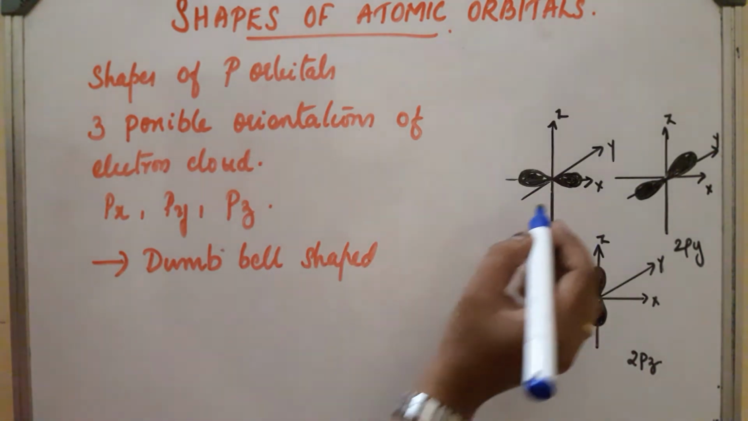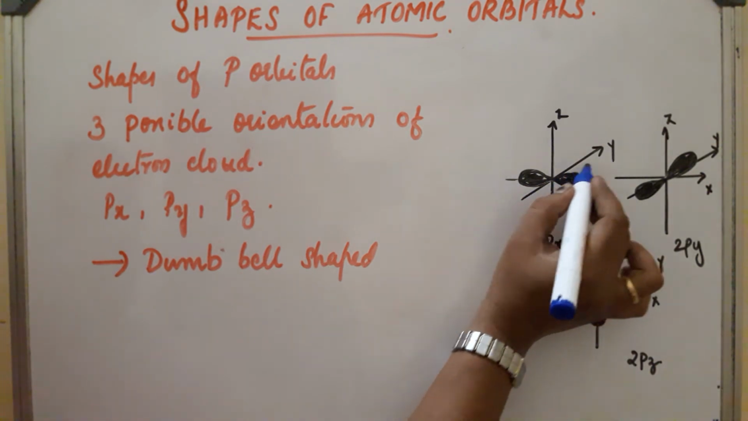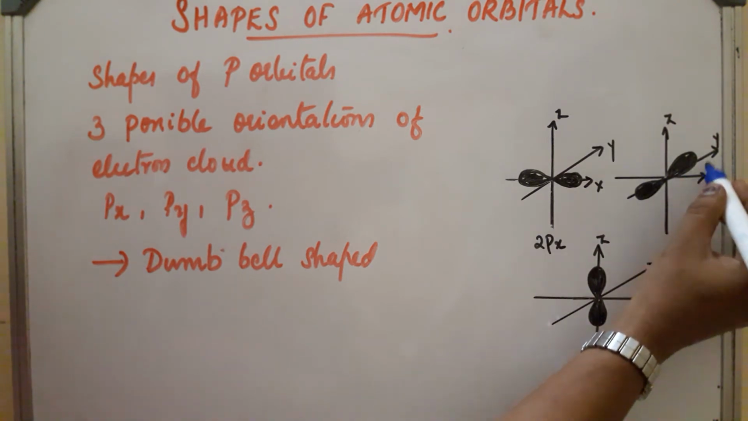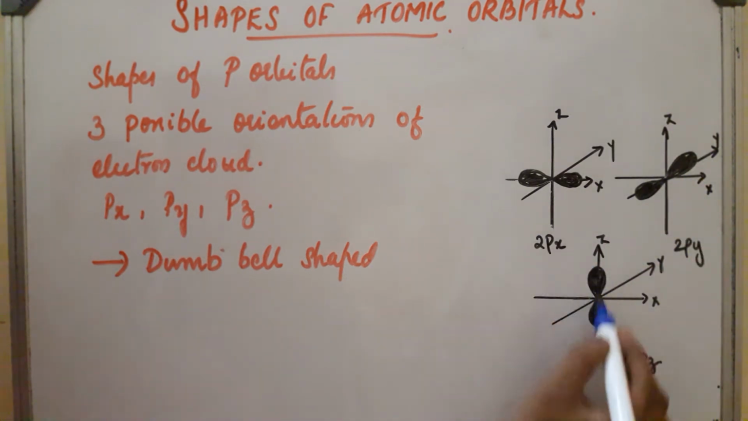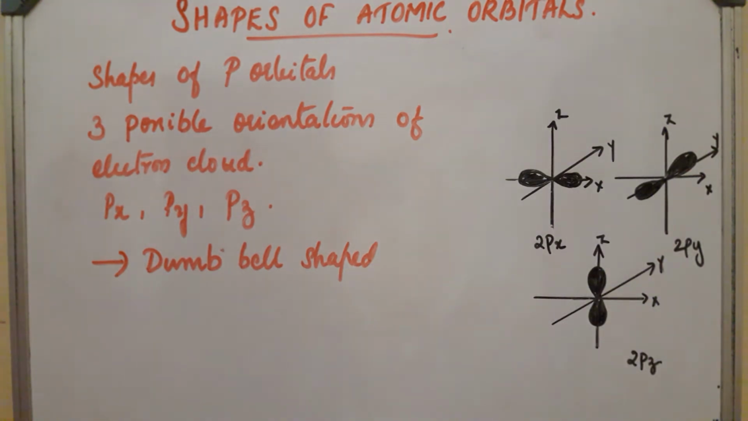So in the case of 2px, the dumbbell shape is oriented along the x-axis, and in the case of y along the y-axis, and in the case of z along the z-axis. These are the three orientations of 2px, 2py and 2pz orbitals.